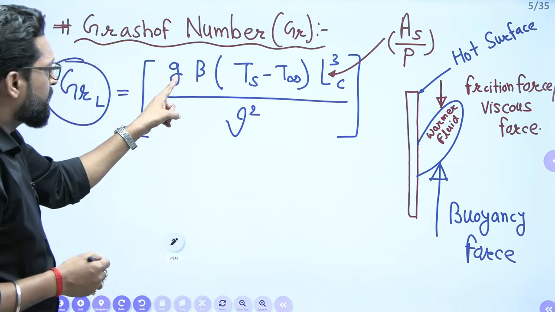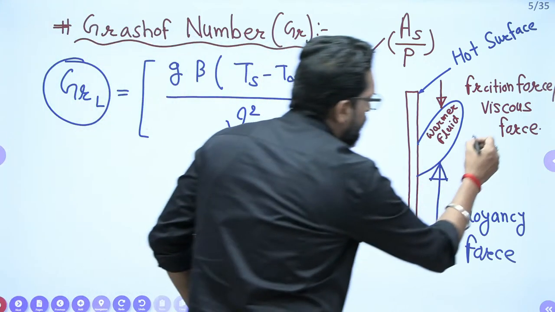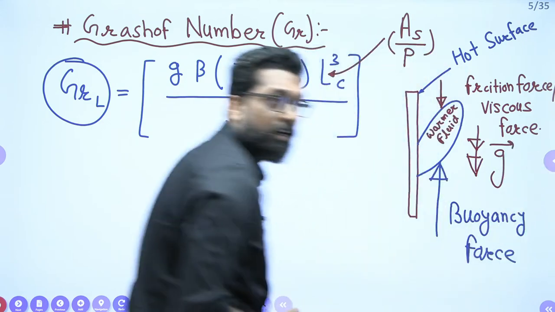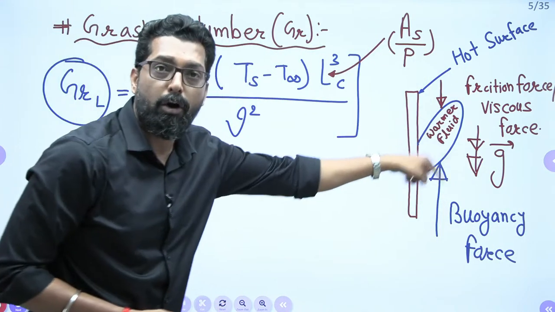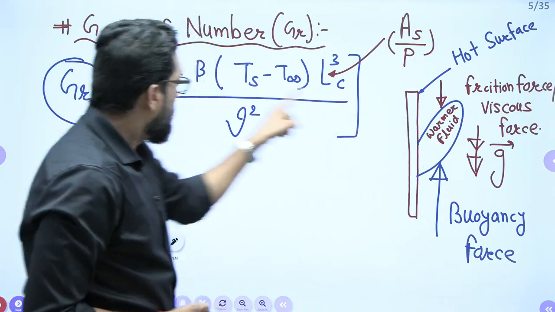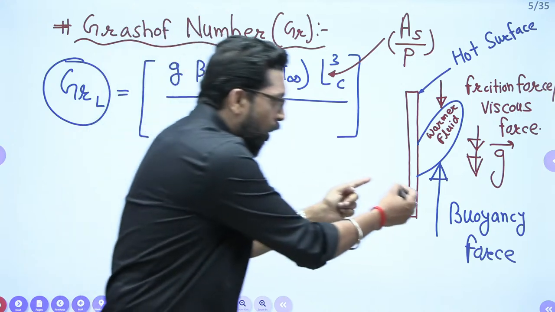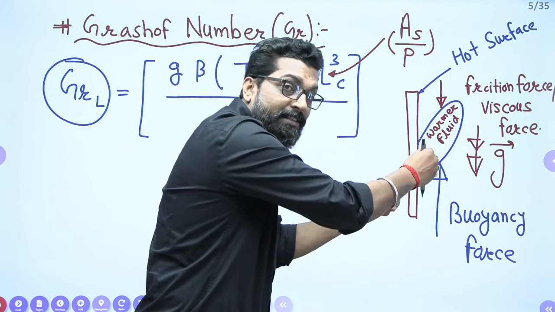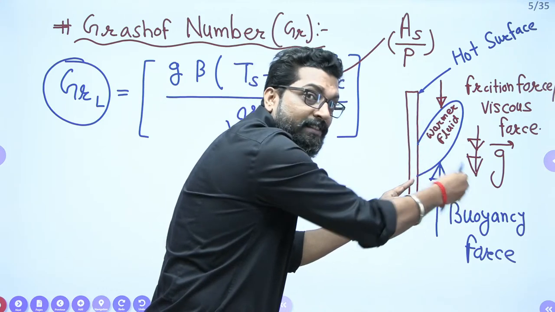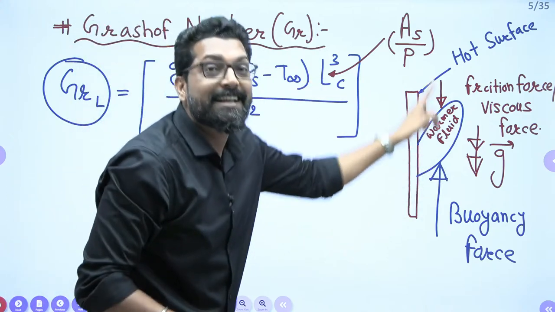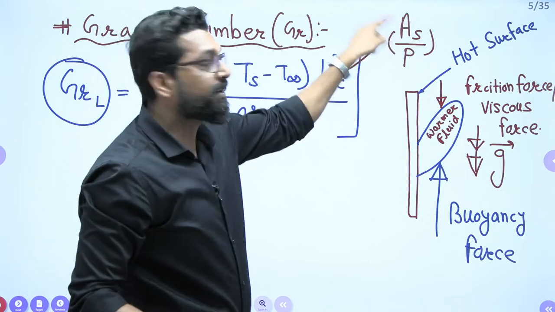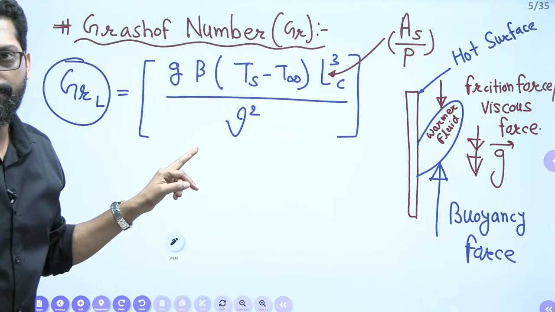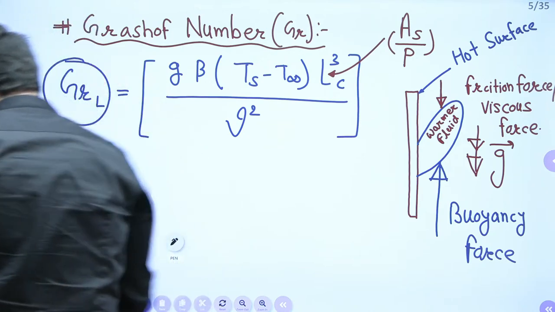And Grashof's number involves acceleration due to gravity, G. Why? Because this fluid has a gravity effect, G, in the downward direction. This fluid has a beta, the volumetric expansion coefficient. And there must be a temperature difference, the wall temperature minus the temperature far from the surface, that means the free stream temperature, and the characteristic length dimension. This dimension is the surface area of the plate divided by the perimeter. And the kinematic viscosity. This is Grashof's number.